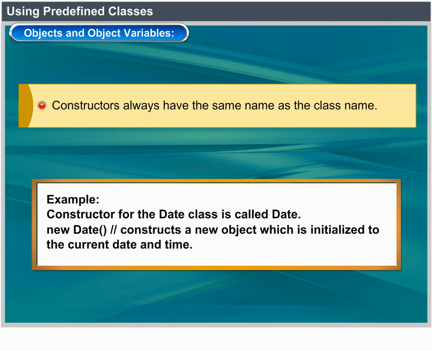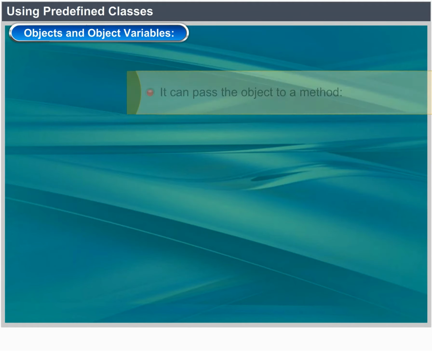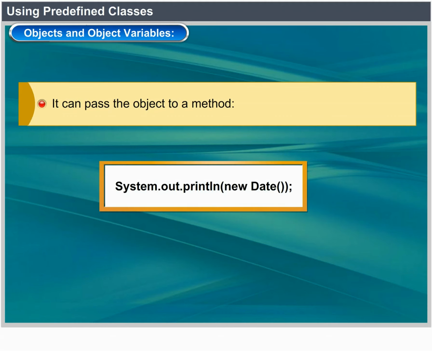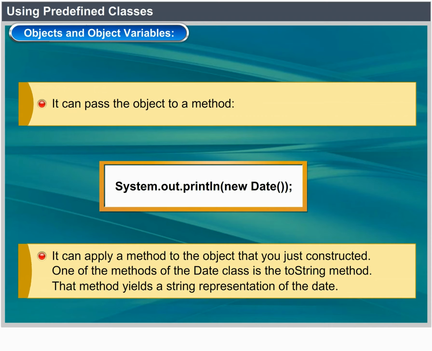Example. The constructor for the Date class is called Date. new Date() constructs a new object which is initialized to the current date and time. You can pass the object to a method. System.out.println(new Date()). You can apply a method to the object that you just constructed.